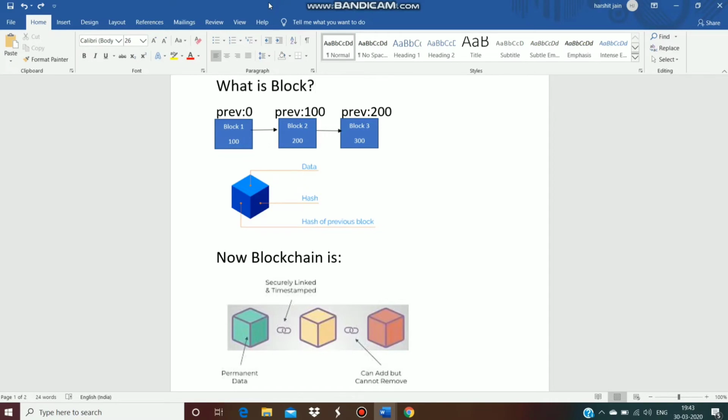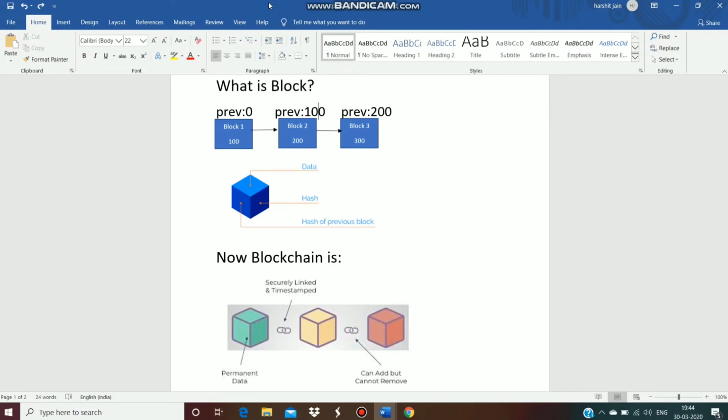Block 1 has some data and address 100, block 2 has some data and address 200, and block 3 has the address 300. So these are the addresses of the blocks, and a block also contains the address of the previous block. For block 1, as there is no previous block, the previous address is 0. For block 2 it's 100, and for block 3 the previous address is 200. So by using the addresses, these blocks are linked with each other.